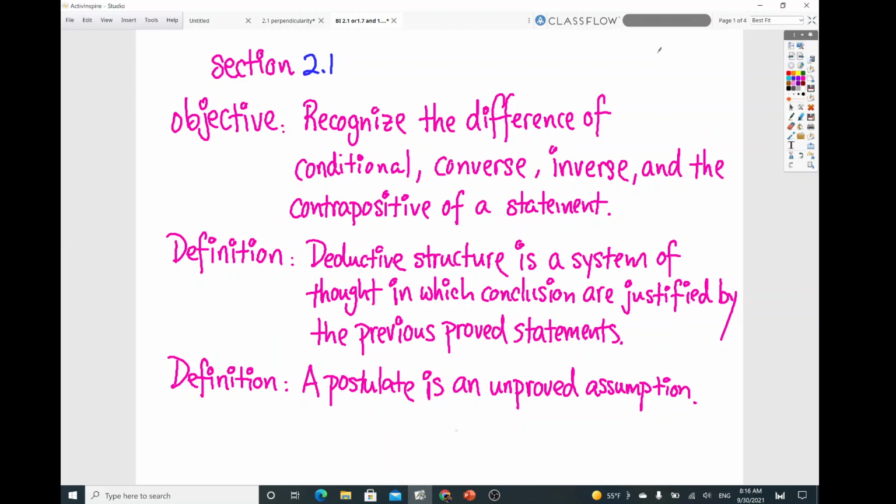So deductive structure is a system of thought in which conclusions are justified by previous proven statements. A postulate is an unproved assumption. Anytime you see the keyword postulate, that means it's an unproved assumption. A theorem is always proved. So deductive structure is just a step-by-step process, which is justified by the previous proven statements. We'll look at some examples in just a second.